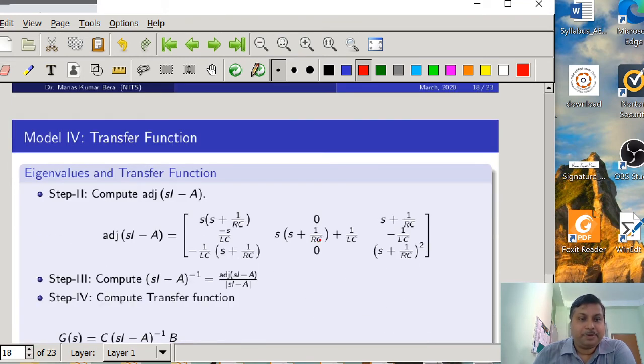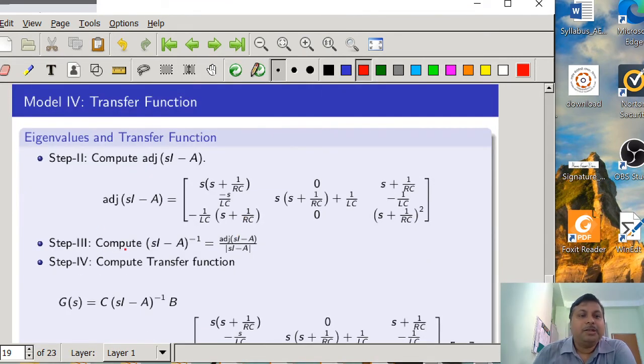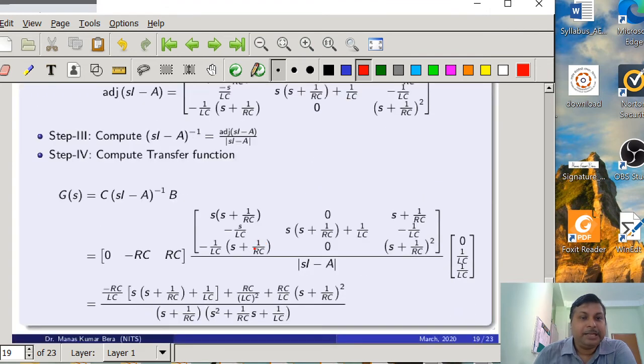After the computation of sI minus A, we have computed the adjoint of sI minus A, and then we have computed the sI minus A inverse by substituting the adjoint of sI minus A by the determinant of sI minus A. Ultimately we have to compute the transfer function with the help of C into sI minus A inverse into B. Mind that this is a matrix of 1 cross 3, here you will get a 3 by 3 matrix, and this is 3 by 1. So if you multiply it, you will get a scalar transfer function.